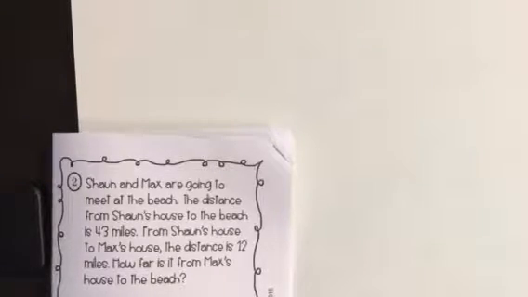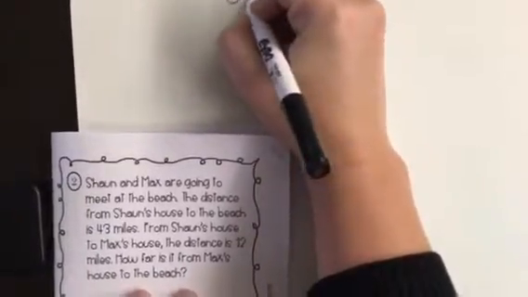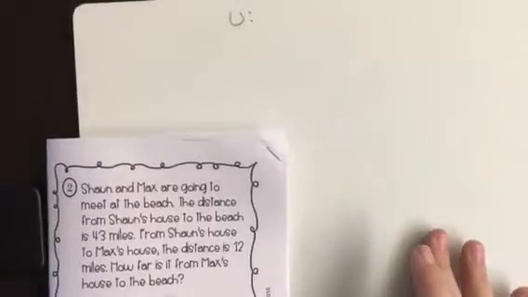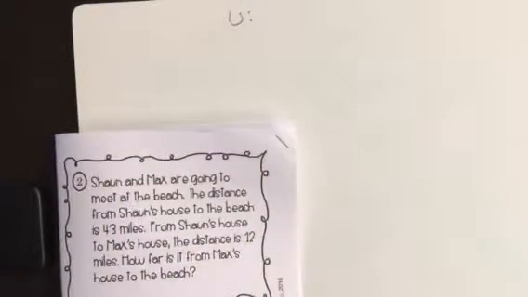The U stands for understanding the problem. For the U section, the kids have to underline the important information in the problem and then summarize it. If we look at this problem down here, it's a simple one, but it says: Sean and Max are going to meet at the beach. The distance from Sean's house to the beach is 43 miles. From Sean's house to Max's house, the distance is 12 miles. How far is it from Max's house to the beach?